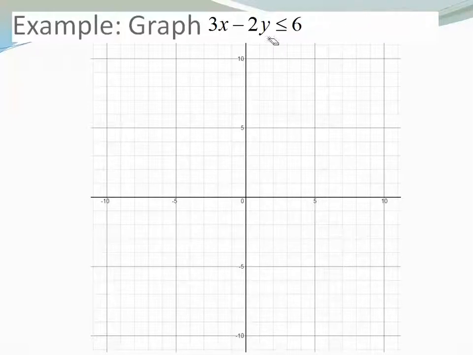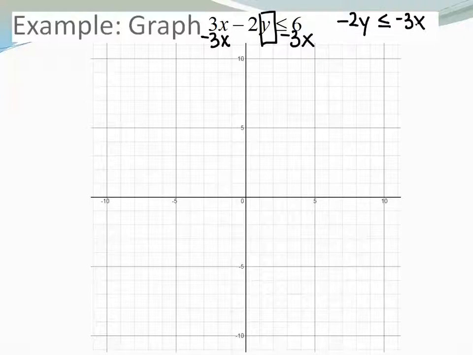First thing I'm going to do is put it into slope-intercept form, so I'm going to solve for y. I'm going to subtract this 3x from both sides. That leaves me with negative 2y is less than or equal to... remember to put the x term in front of the number... so negative 3x plus 6.